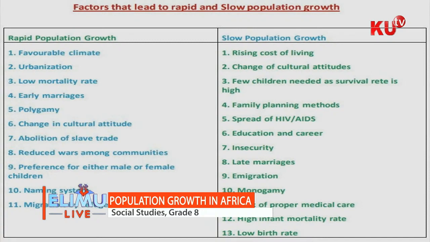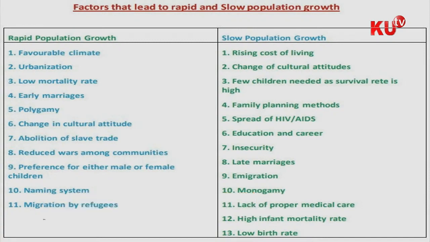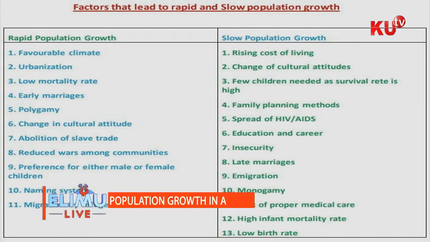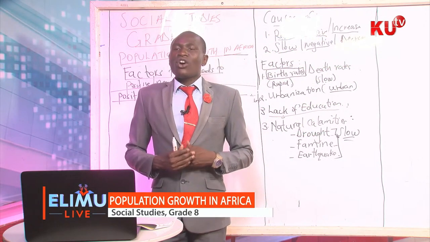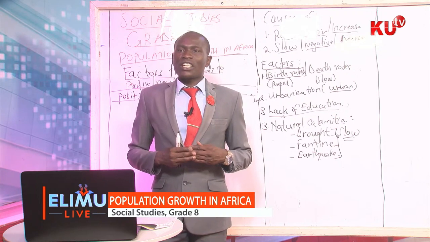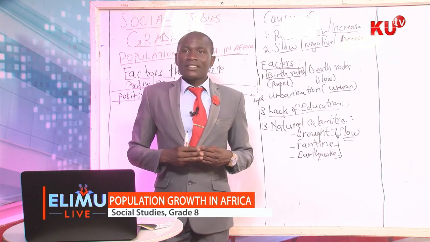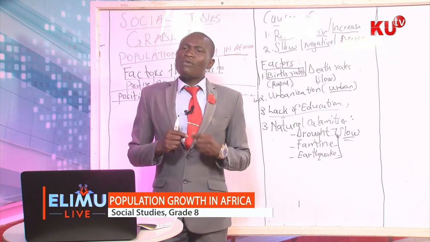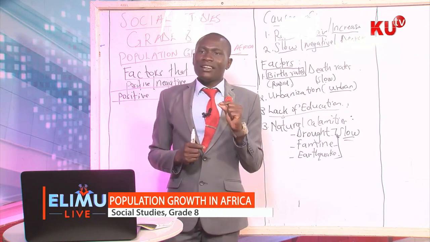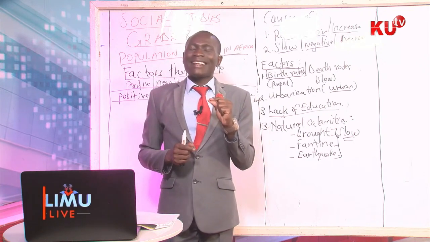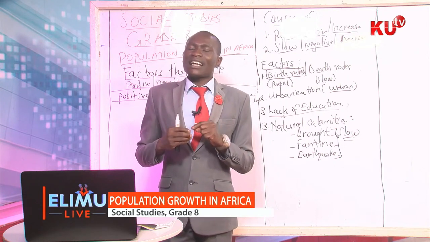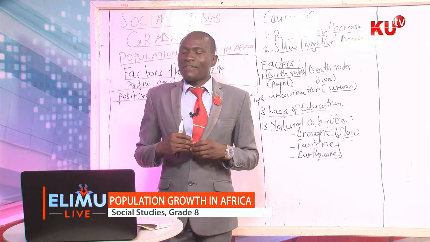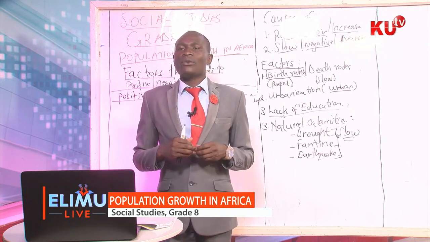Education and career. How does education and career lead to slow population growth? When we have a country where there is a poor education system, or we don't have good education facilities, it means that people will move from the country. People will always move from a country that has no good system of education to a country that has a more developed and advanced system of education.